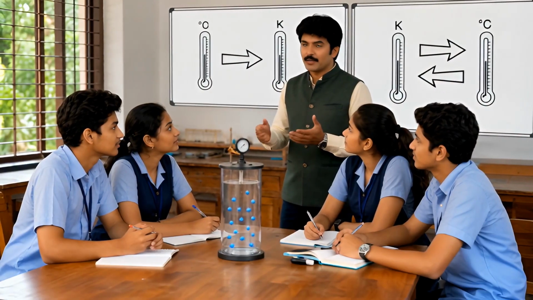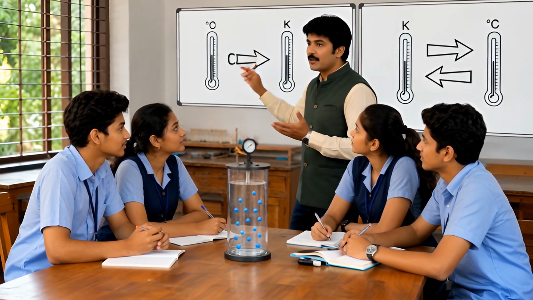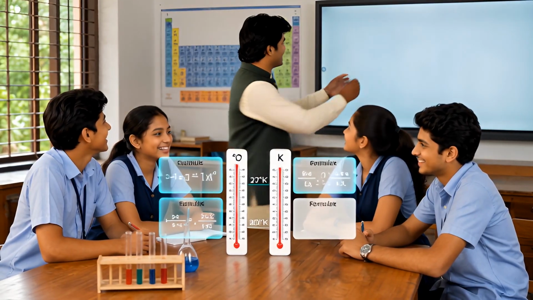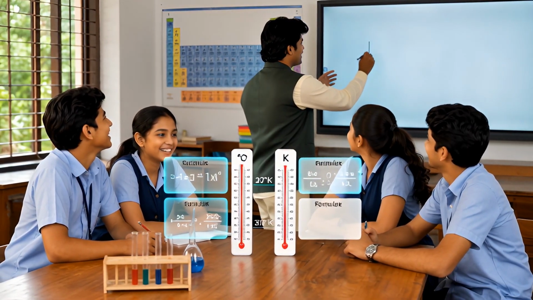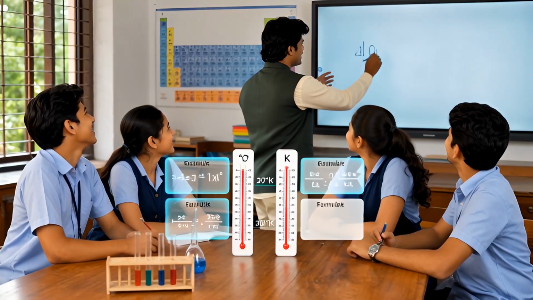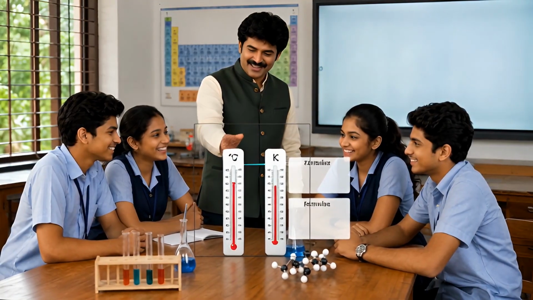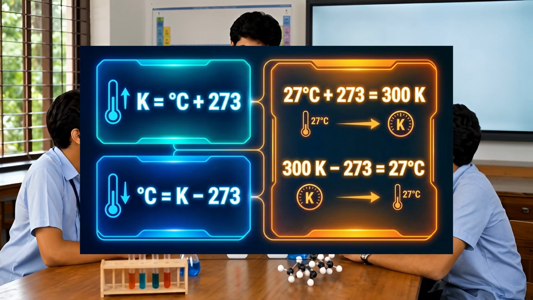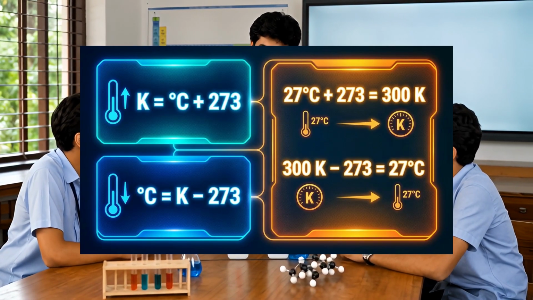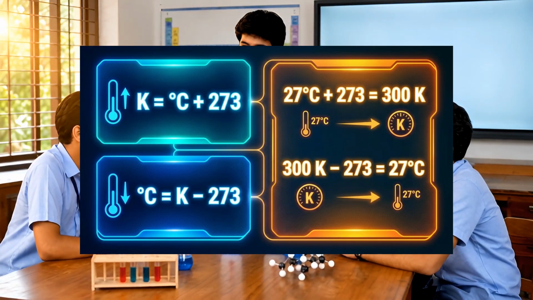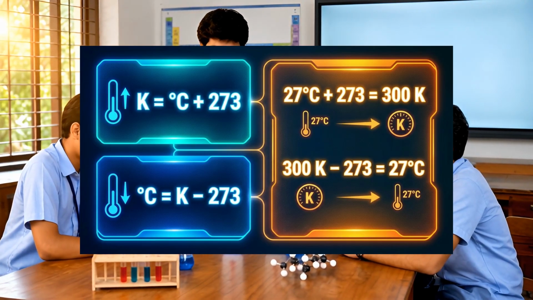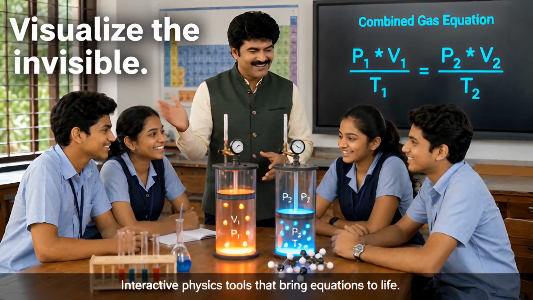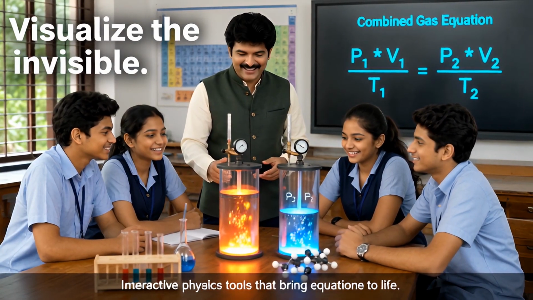Seventh question: what should we do to convert Celsius into Kelvin and Kelvin into Celsius? Answer: to convert Celsius into Kelvin, add 273 to the Celsius temperature. To convert Kelvin into Celsius, subtract 273 from the Kelvin temperature. For example, when 273 is added to 27 degrees Celsius, the result is 300 Kelvin. When 273 is subtracted from 300 Kelvin, the result is 27 degrees Celsius.